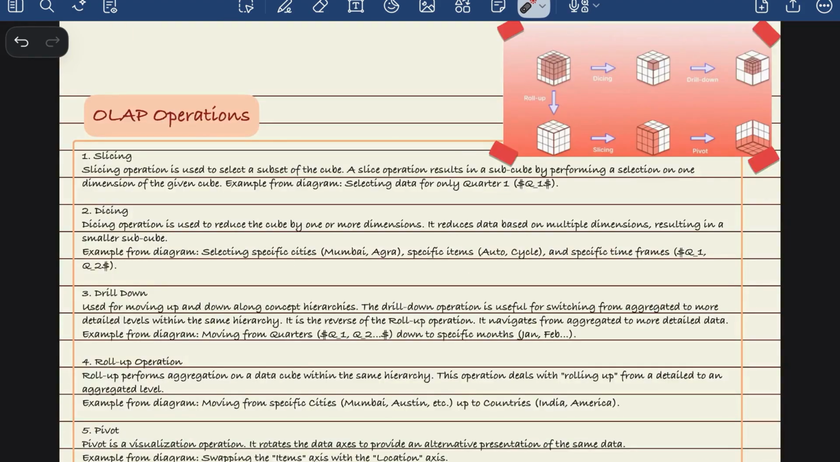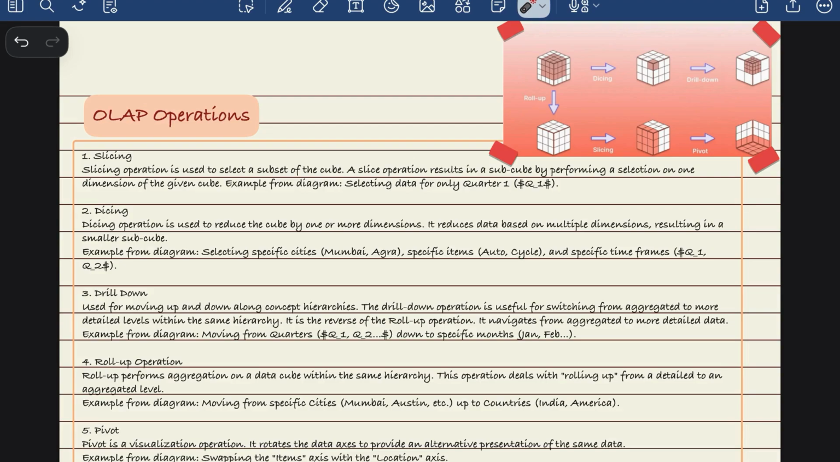I hope the concept of OLAP system is quite clear to you. Why we use OLAP and why OLAP is used with data warehouses, because data warehouses store a large amount of data, and OLAP system is also designed for analytical processing. Now let's move forward and discuss the OLAP operations. This is very important for you to understand.